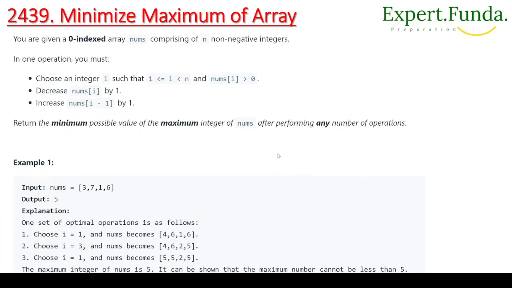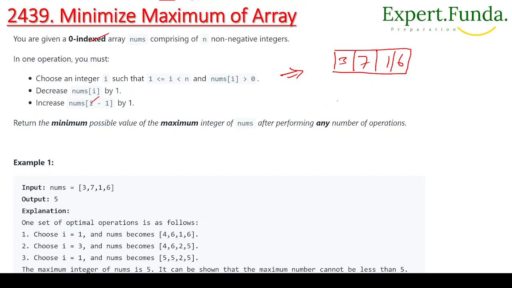Okay, so we have given this one, right? If any element is given, let's suppose, like here we have given this array, 3 7 1 6. Let me write it into an array. So this is the array representation, right?